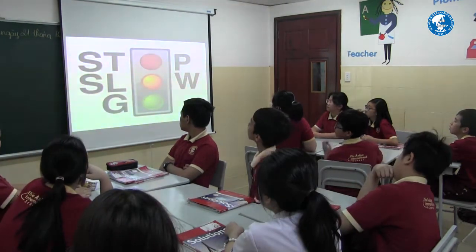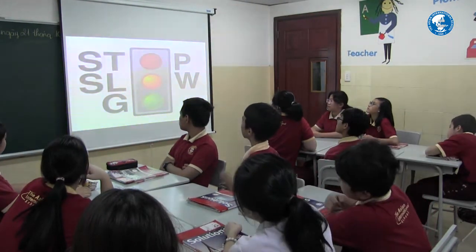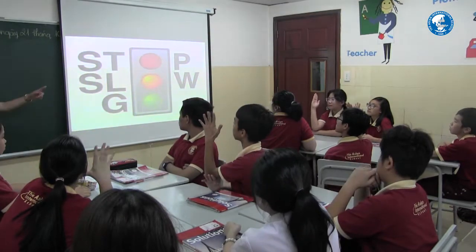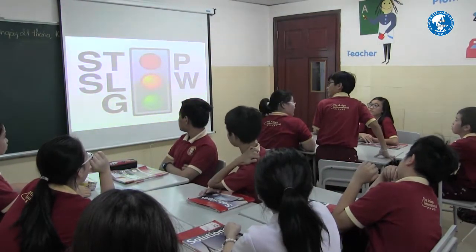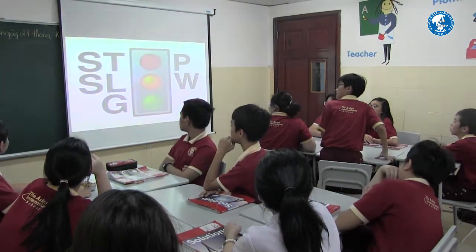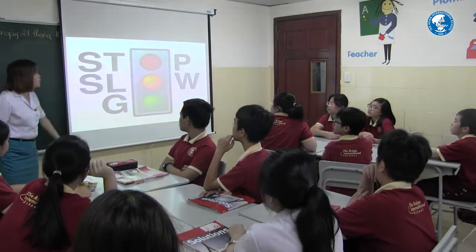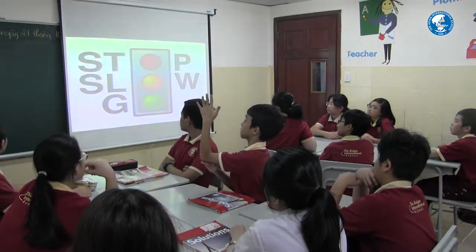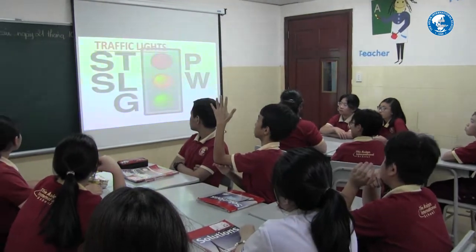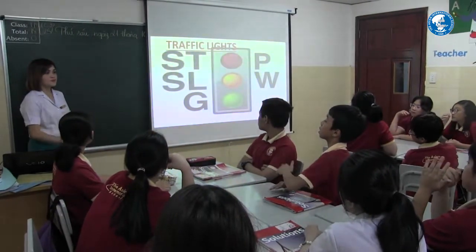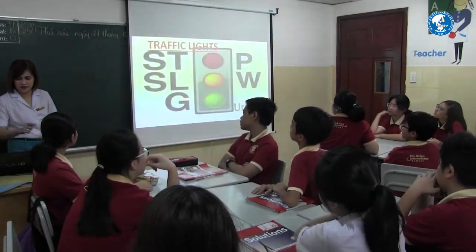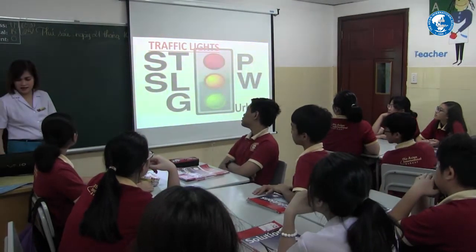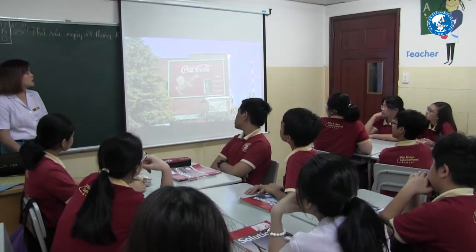Next. What's this? Traffic lights. Okay, the traffic lights. So where can you see the traffic lights? Is it in rural or urban? In urban. Let's check. Correct?